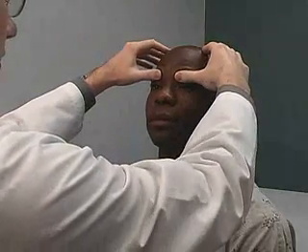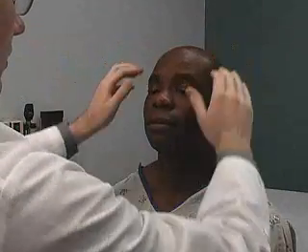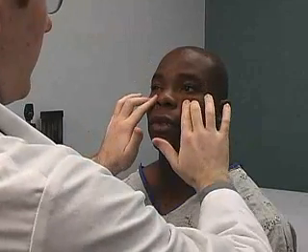If you suspect sinusitis, test for facial tenderness over the sinuses. Press firmly under both eyebrows for the frontal sinus and over both maxillary sinuses. Note any pain or tenderness.